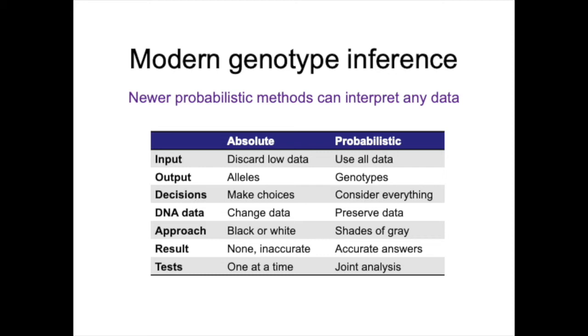And the results are accurate answers, as confirmed in, at this point, probably hundreds of validation studies across all the different methods that have been developed. And the tests are not just one at a time, but if different laboratories have analyzed the same sample with different tests, then all that data can be used. Let me tell you about that, because that was very important in looking at the victim remains when Cybergenetics analyzed them in our TrueAllele technology.